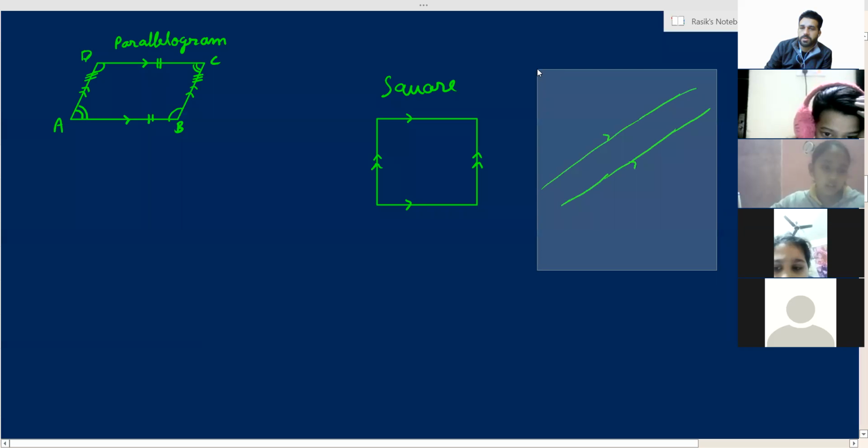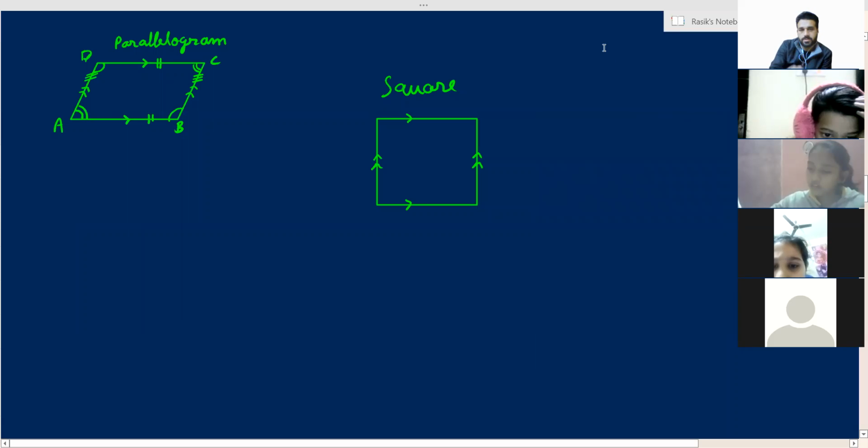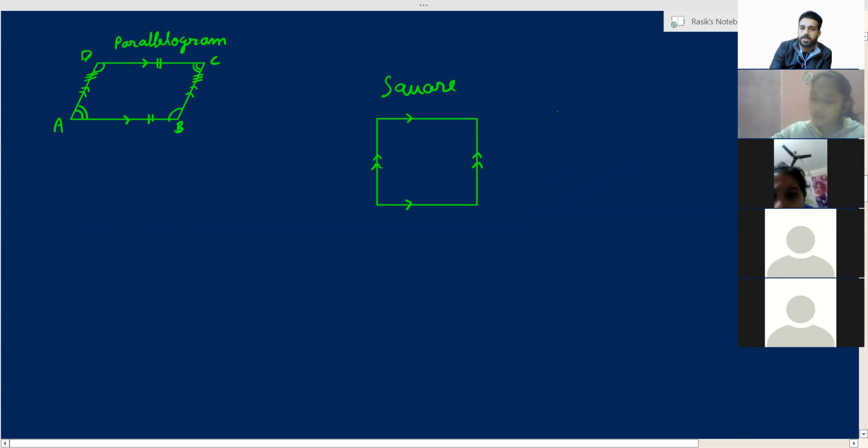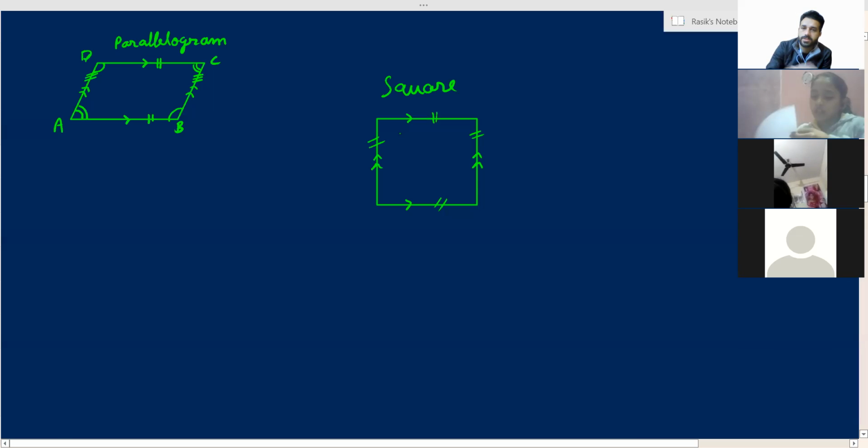So parallelogram की दोनों opposite sides are parallel. ऐसी square also. Square में भी opposite sides are parallel. साथ साथ चलेंगी लेकिन मीट नहीं करेंगी. Okay. So square opposite sides are parallel, and what is different in a square? All the four sides are equal in length. सब में 2 कट लगा रहा हूँ. That means all the four sides are equal.